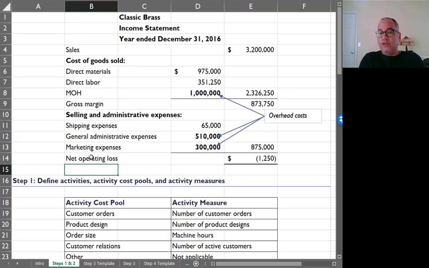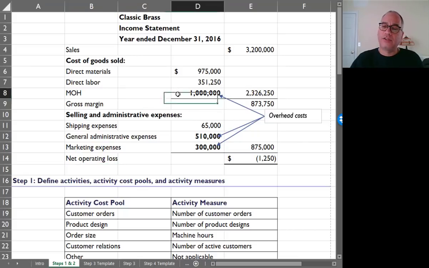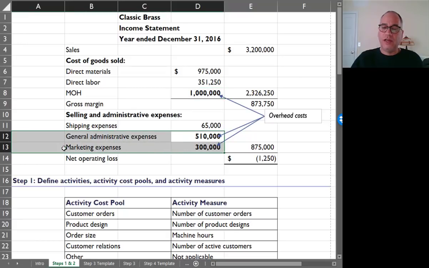And so it's never included in the cost of the product because you don't need marketing expenses to make your products. But you should note here that total overhead is not just the manufacturing overhead of $1 million. It's also general administrative expenses of $510,000 and $300,000. So that's $1,810,000.